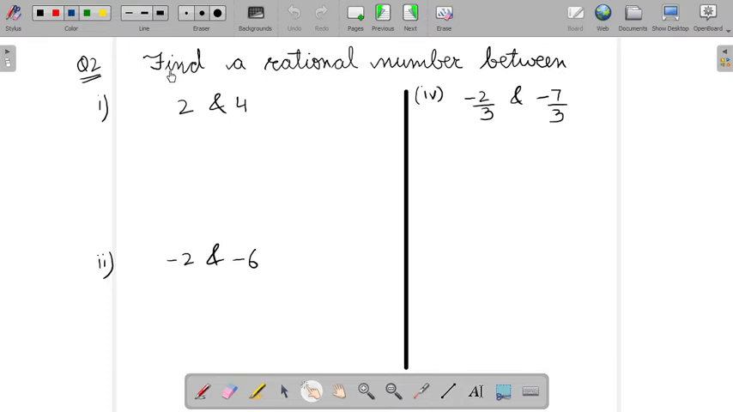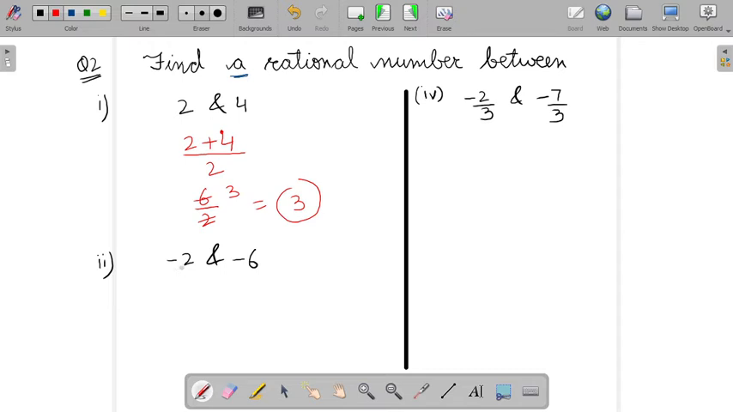Question 1. Find a rational number between 2 and 4. Part A means you have to find one rational number. So how will you find the rational number? Add these two numbers together and divide it by 2. So you will be getting 6 upon 2 and cancel it. So if you observe, this 3 lies between 2 and 4. So this is one of the rational numbers.